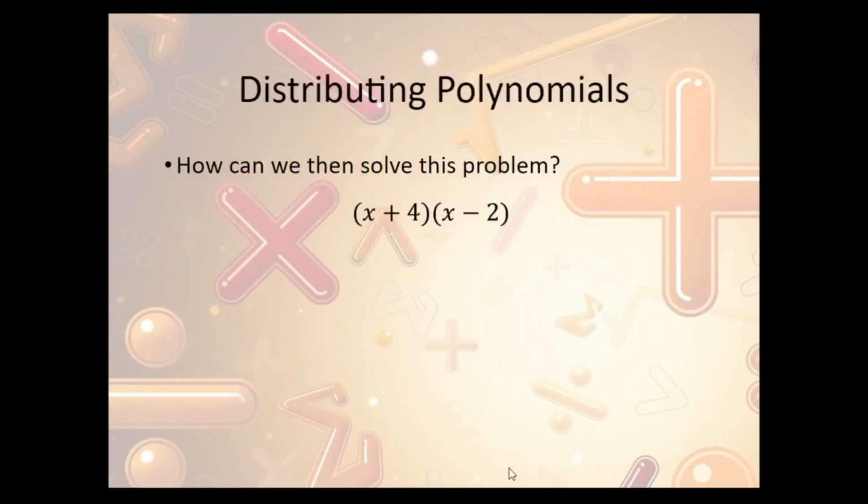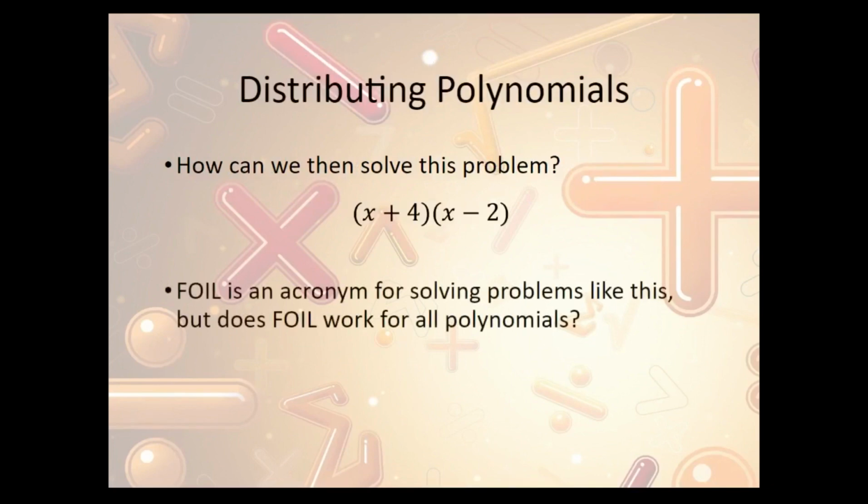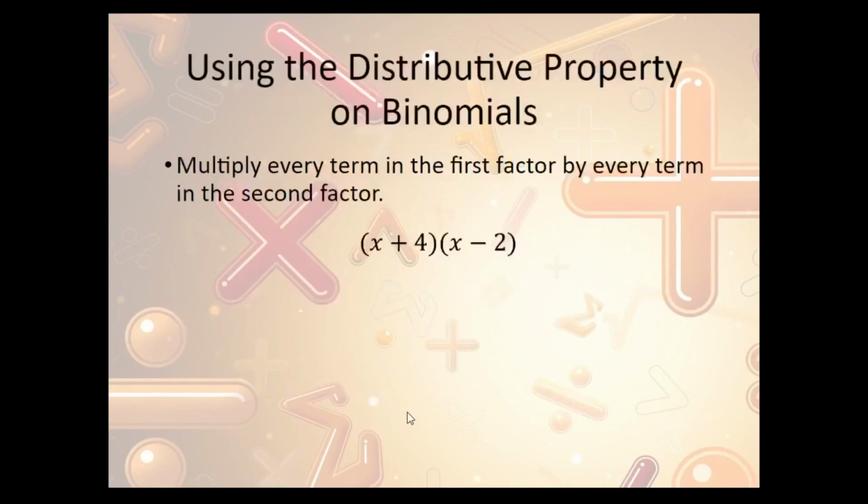So then, how do we solve something like this? x plus 4 times x minus 2. Well, maybe you've heard of this term before, FOIL, which means first, outside, inside, last. So you multiply the firsts, and then the outsides, then the insides, then the last ones. That might be what you've heard in the past, or maybe you haven't. But does it work for all polynomials? Can I do it with this? Now FOIL doesn't really help. So the easiest rule is multiply every term in the first one by every term in the second one.